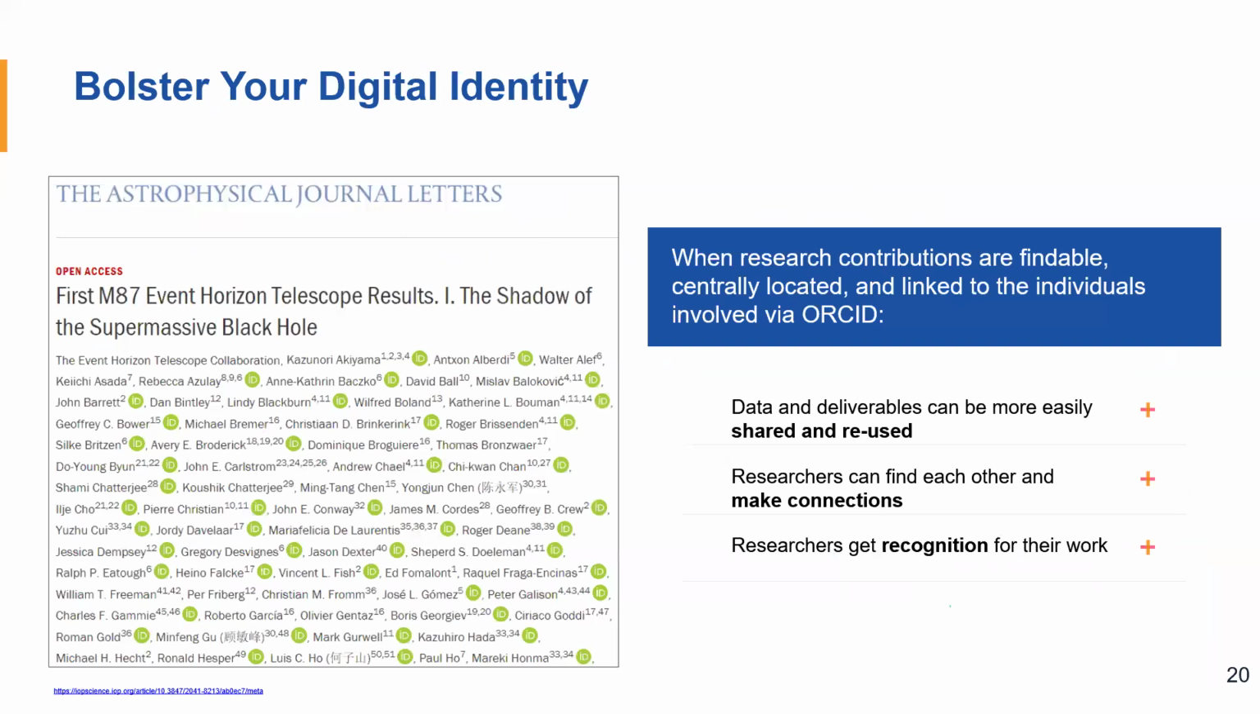When research contributions are findable, linked to individuals involved, and centrally located in an ORCID record, data and deliverables can be more easily shared and reused. Researchers can also find each other and make connections, and researchers get recognition for their work.